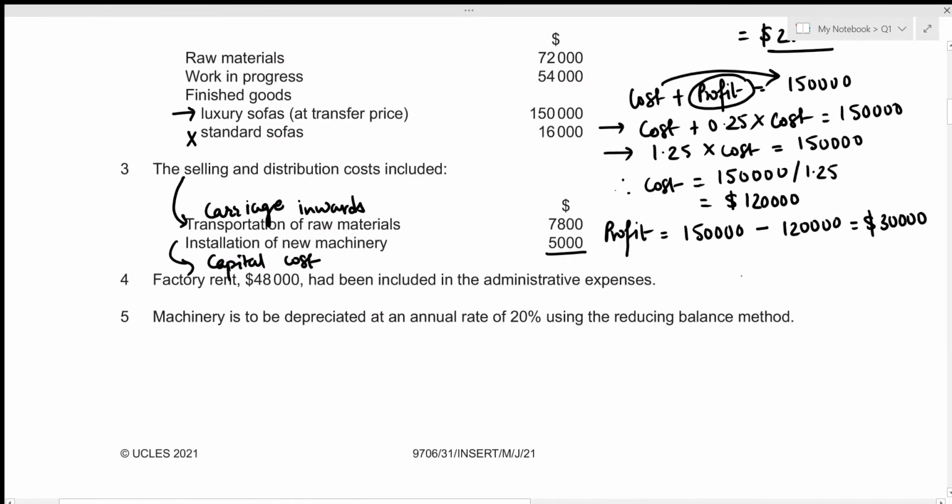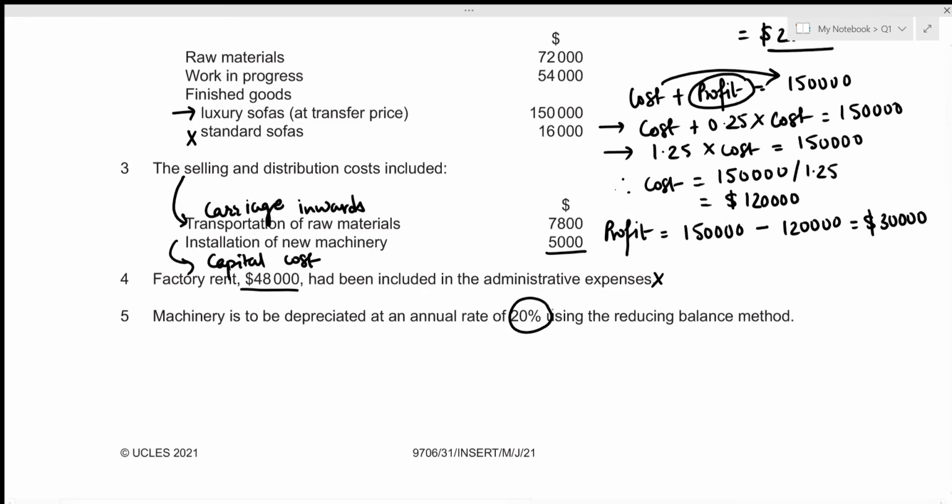All right. Then for the fourth part, we have factory rent, 48,000, that had been included in the administrative expenses. So this is the cost associated with factory and not the office, which means that this should not have been included in the administrative expenses, but again should have been included in our factory overheads, which we include in our manufacturing account. Then for the last part, machinery is to be depreciated at an annual rate of 20% using the reducing balance method. Okay, so we need to figure out our depreciation on machinery, and since machinery is used in factory, this will be actually associated to the factory cost, which means that it should also be included in our manufacturing account.